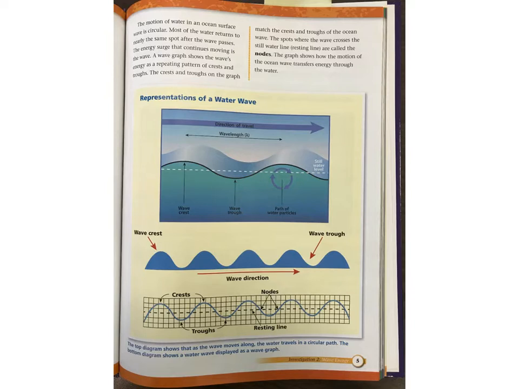A wave graph shows the wave's energy as a repeating pattern of crests and troughs. The crests and troughs on the graph match the crests and troughs of the ocean wave. The spots where the wave crosses the still water line, the resting line, are called the nodes. The graph shows how the motion of the ocean wave transfers energy through the water. The top diagram shows that as the wave moves along, the water travels in a circular path. The bottom diagram shows a water wave displayed as a wave graph.